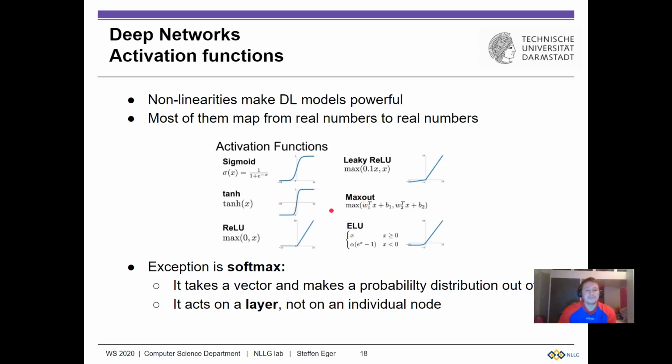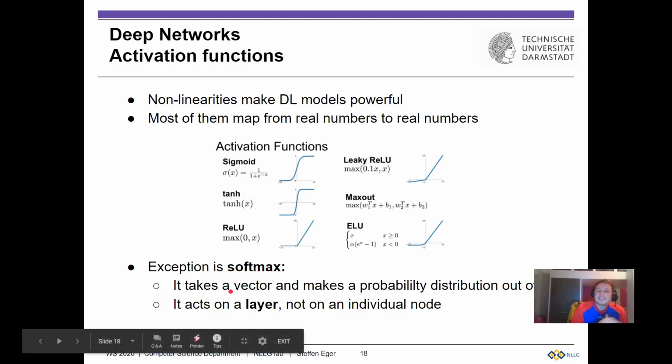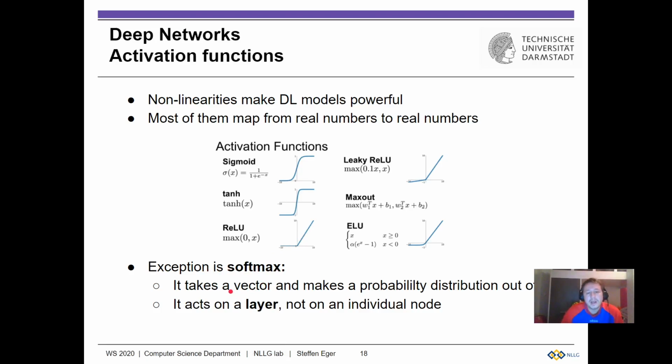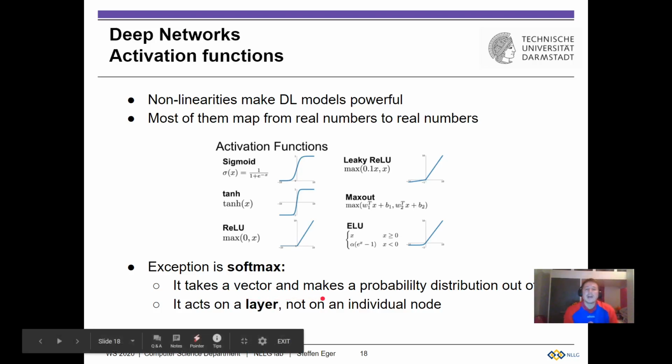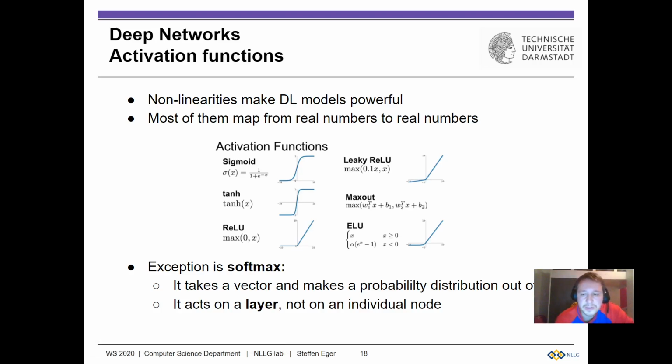And there is a particular activation function which we call softmax. It does not operate on a single neuron, but it acts on a whole layer. And what it's doing is it makes the activation a probability distribution.